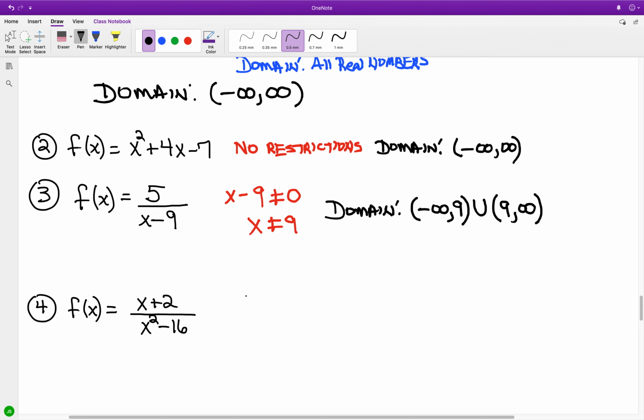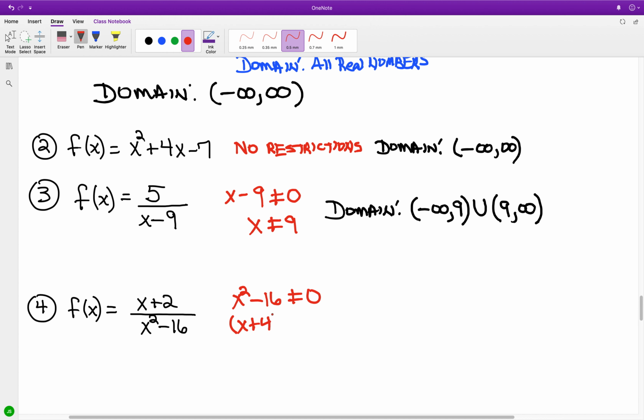And in the case of f of x equals x plus 2 over x squared minus 16, we have x present in both the numerator and denominator. But again, we're keeping the rational expression defined, and the restriction is going to come from the denominator. You can have a 0 numerator as long as you do not have a 0 denominator. So in this case, the restriction comes from x squared minus 16, which cannot be equal to 0.